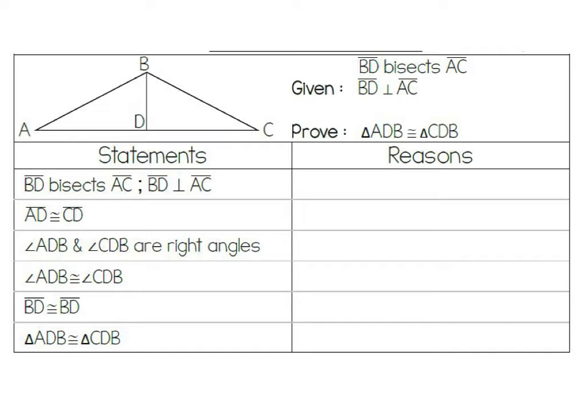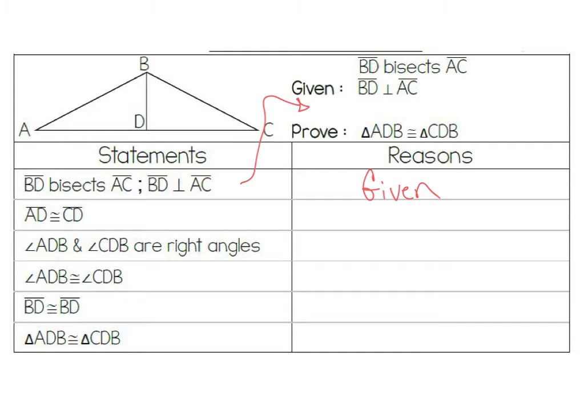So using this knowledge and all the knowledge we have learned previously, we can use it to complete a proof. So we have to go back to that reasons for proofs document and recall a lot of the information. So remember, the very first reason of a proof is given. So BD bisects AC and BD is perpendicular to AC. Notice that this came from the given information.